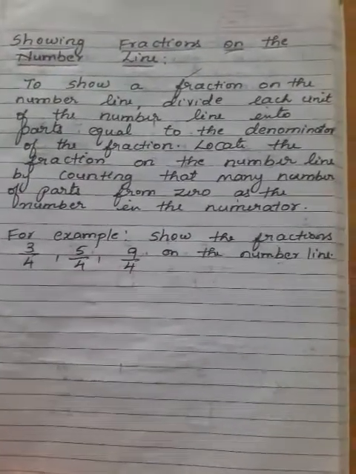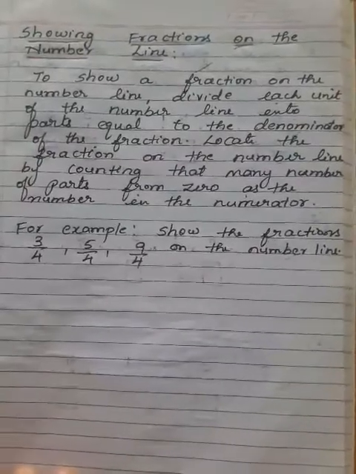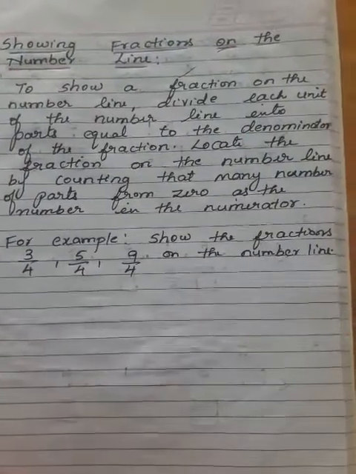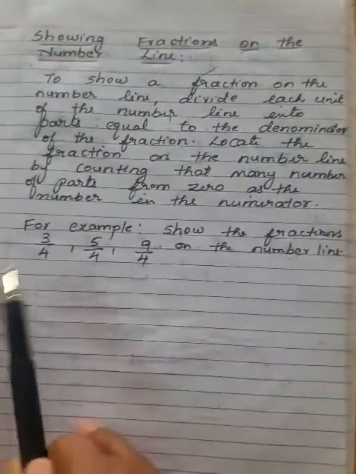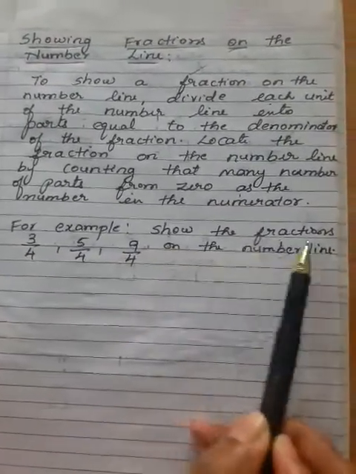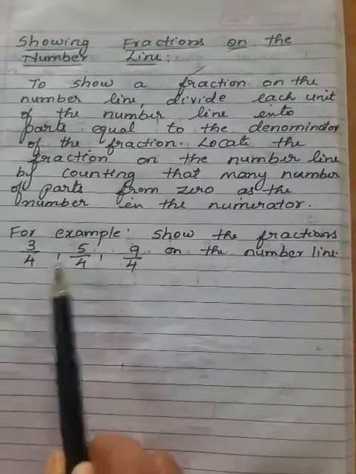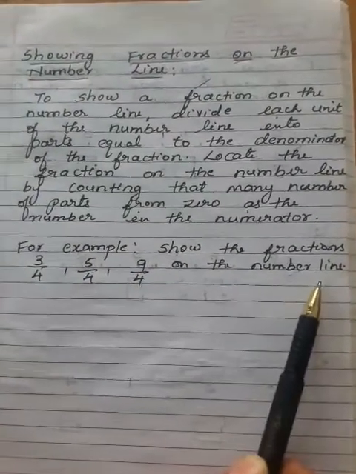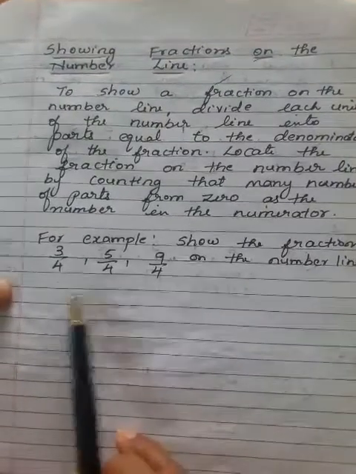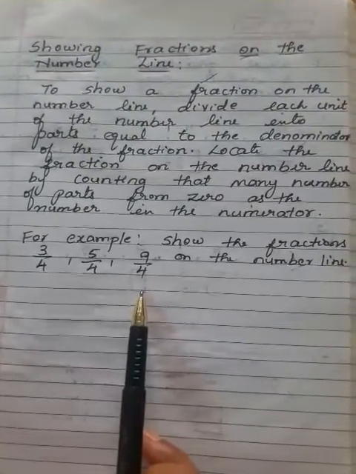Students, you know how to show integers on the number line, so that you have learnt in the previous class, correct? Now one example is given here. Show the fractions 3 upon 4, 5 upon 4 and 9 upon 4 on the number line. So how to show this fraction on the number line?